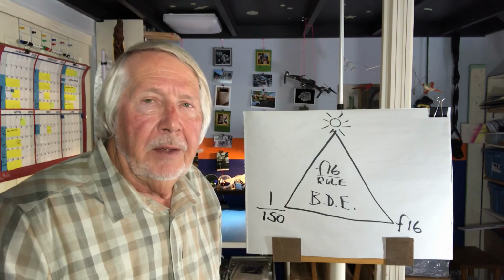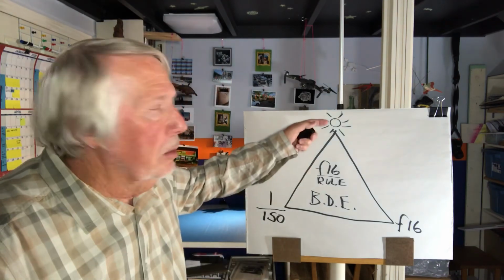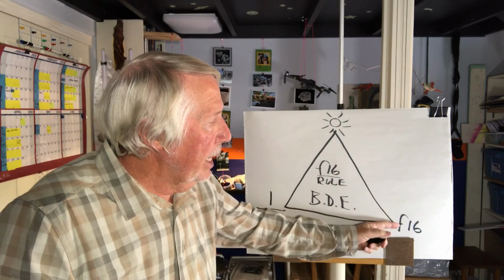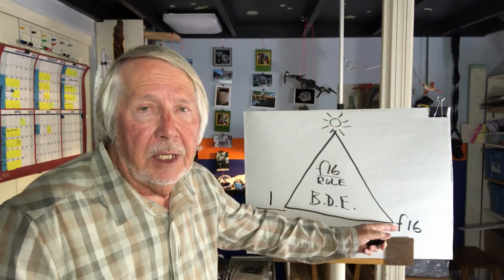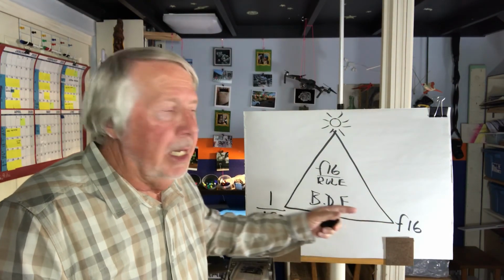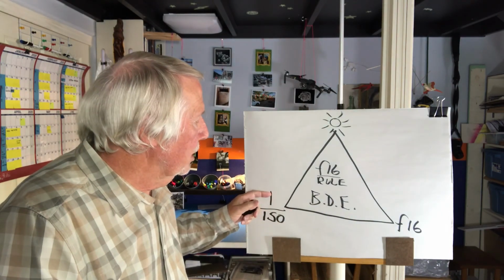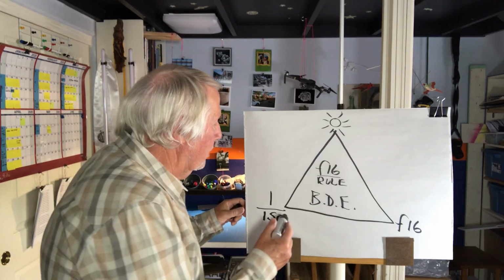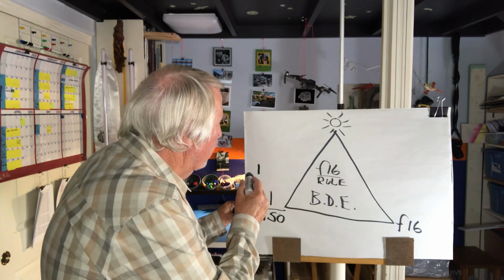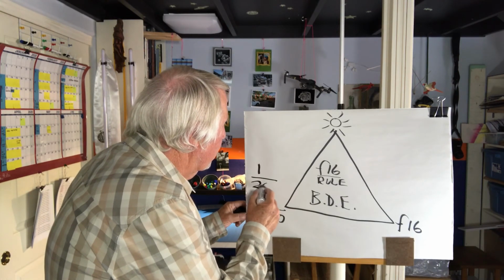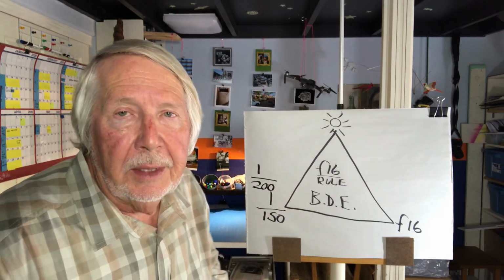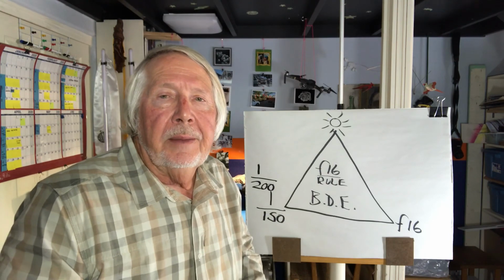So if I'm outdoors in bright sunlight and I set my aperture at f16, and then I remember that I'm using 200 speed film, I can say, okay, so 1 over the ISO is 1/200th of a second.